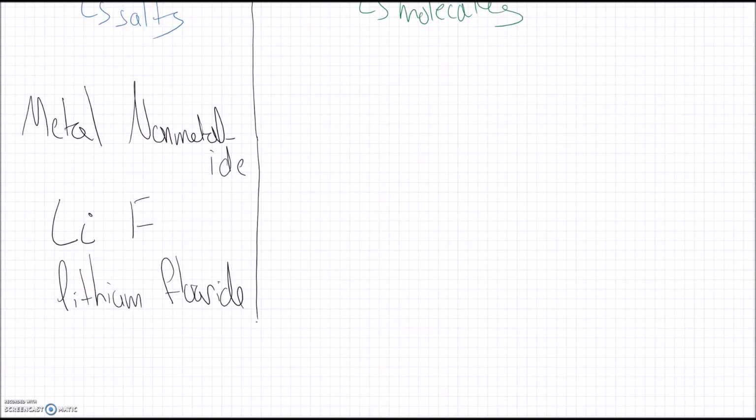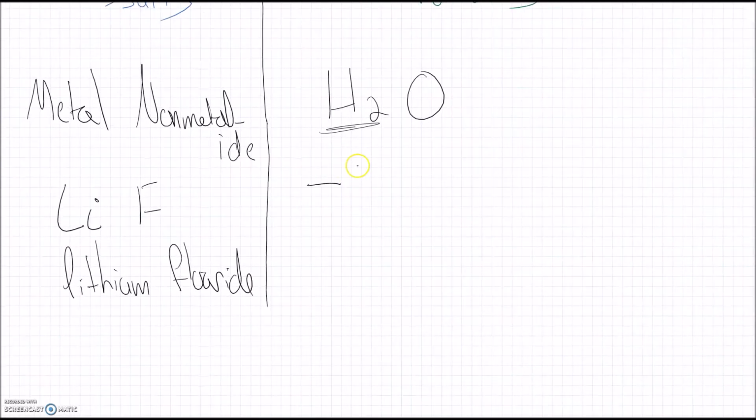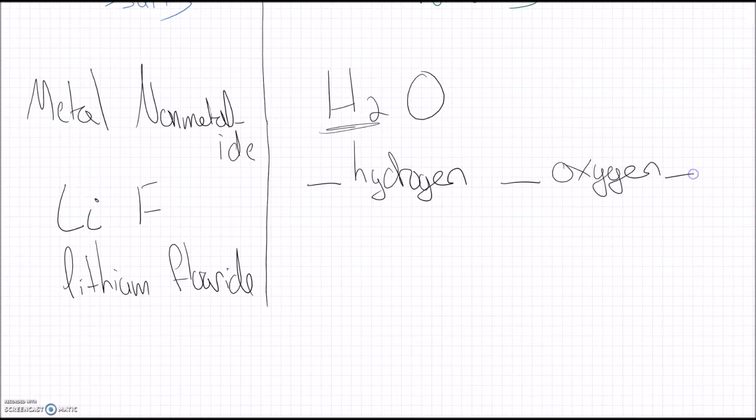For molecules, you take the nonmetal that comes first in the formula. So let's say it was H2O. We take the nonmetal that comes first, hydrogen, and we add a prefix to that hydrogen. Then you do a prefix, the name of the second nonmetal, and a suffix.